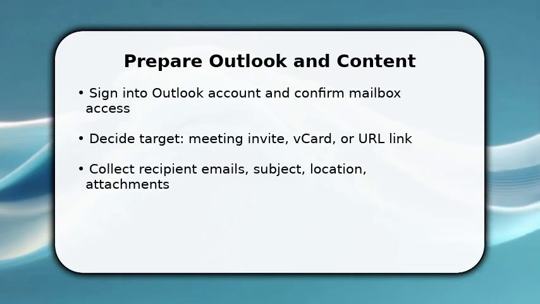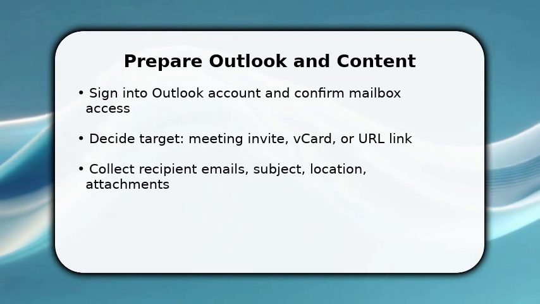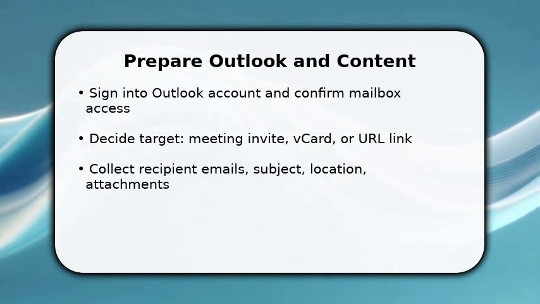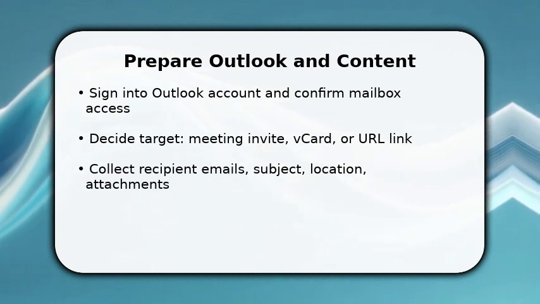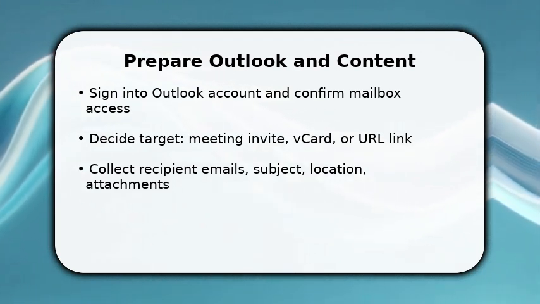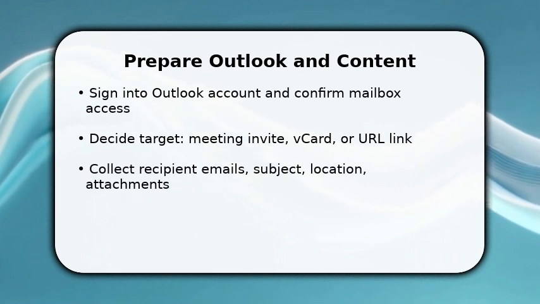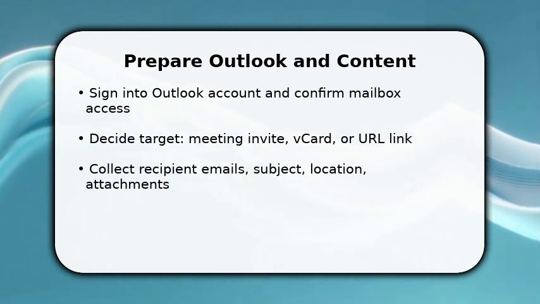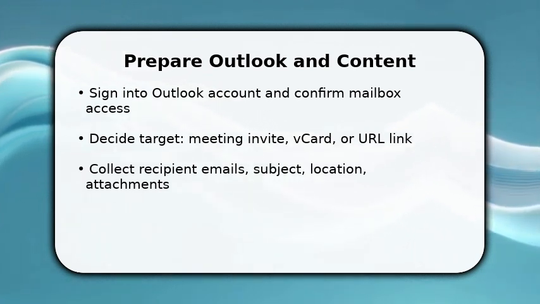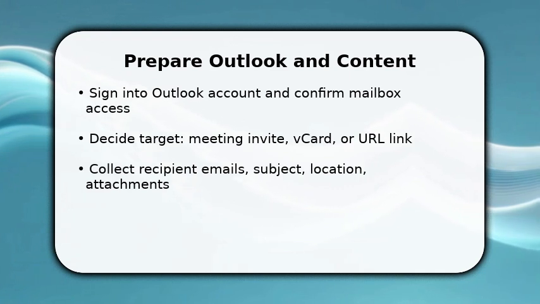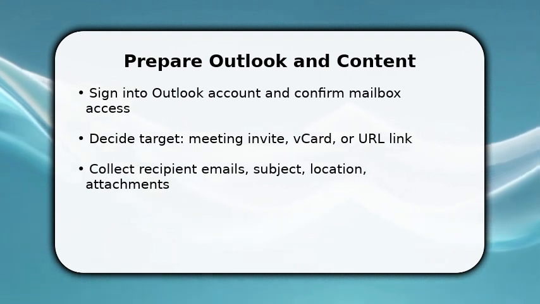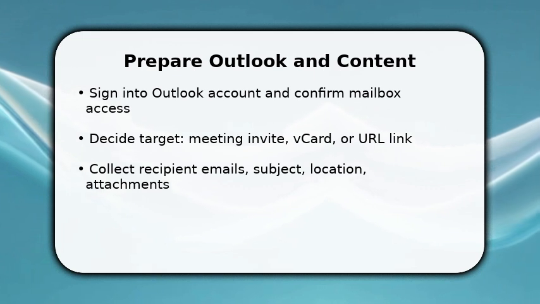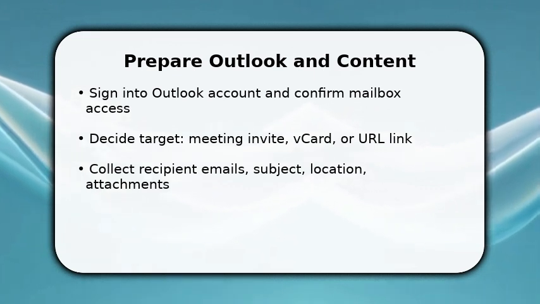You start by confirming you're signed into the correct Outlook account and that mail and calendar sync are active. Once done, decide what the QR will point to: a meeting invite, contact vCard, or a shared URL, because that changes export steps. Prepare the content now: subject lines, times in local time zone, attendee emails, and any attachments. Make sure calendar times use correct AM/PM or 24-hour format, so recipients don't misread the event timing.